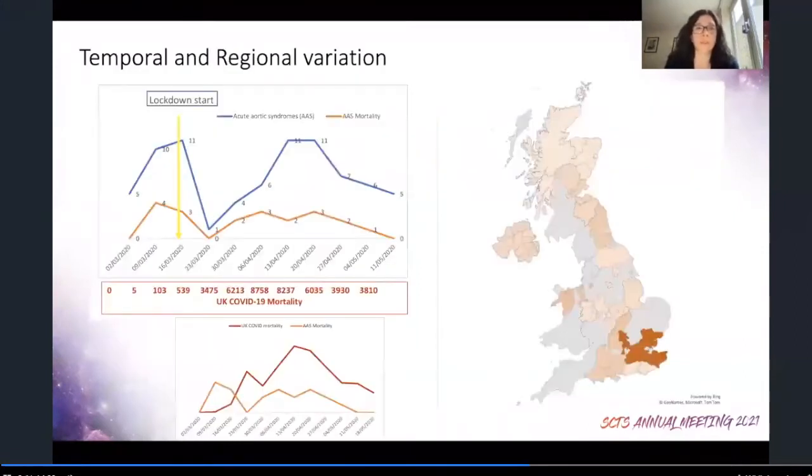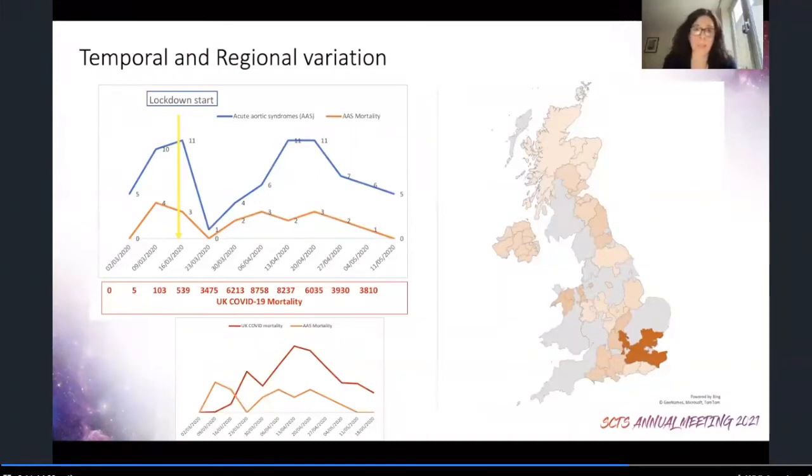We saw a significant temporal variation with the number of cases presenting to hospital dramatically reducing and almost disappearing in the first week after the lockdown started. And we explain this by the fear and anxiety of the population to go to A&E. Number of cases were increasing exponentially the following weeks to reach a plateau in April.